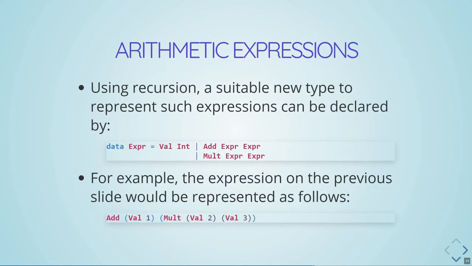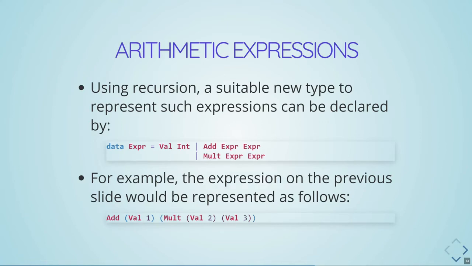So using recursion, we can make a tree-like data type to represent these expressions. We'll talk about trees a bit more later. We call our data type EXPR, short for expression. Right now we'll limit our expressions to be ints, and we'll limit ourselves to 2 different operations. So an expression is either going to be a value, or the addition of 2 other expressions, or the multiplication of 2 other expressions.